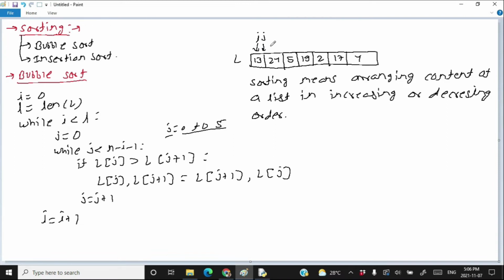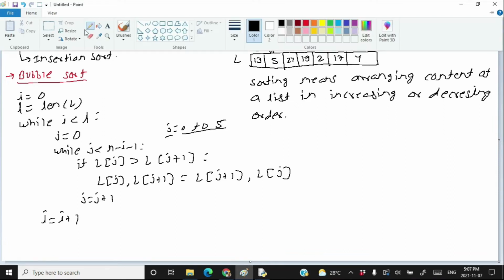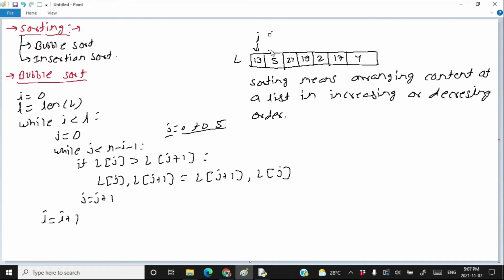j reaches this point. Again you compare. If L[j], that means 24, is greater than L[j+1]. Yes, it is greater. Then what you have to do? You have to swap these two values. Write 5 at this place and 24 at this place. And increase the value of j by 1 again. Notice here, the value of i is still fixed, and it will be fixed until j reaches this point.